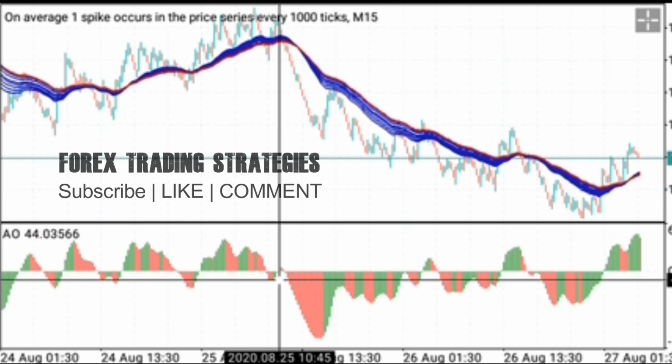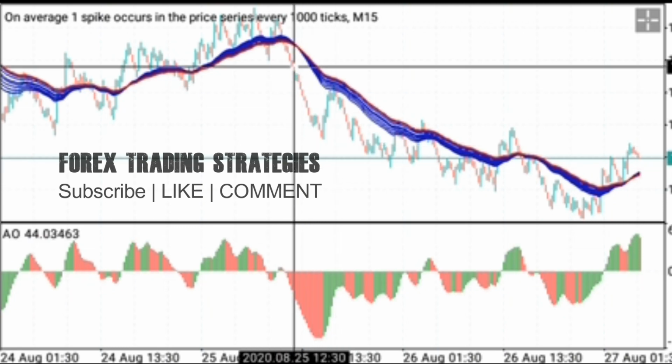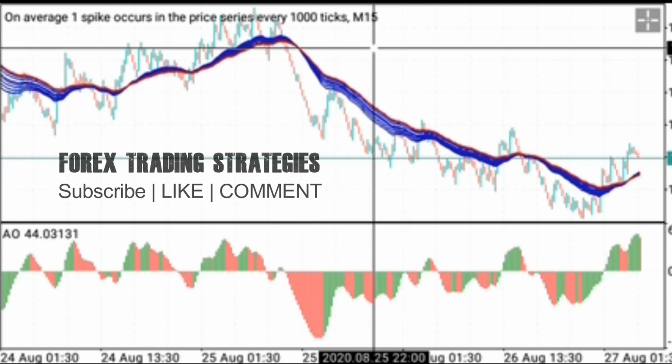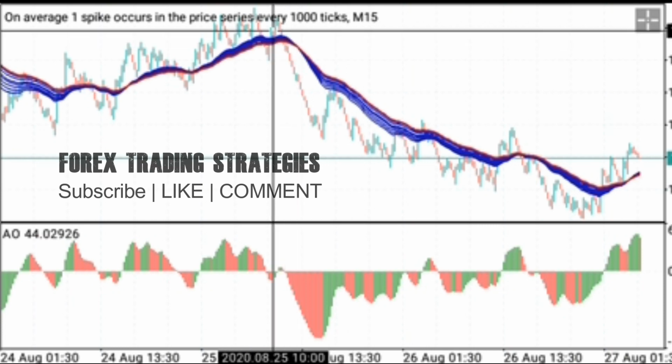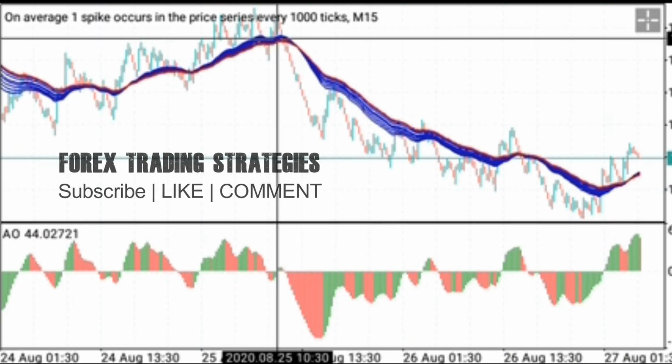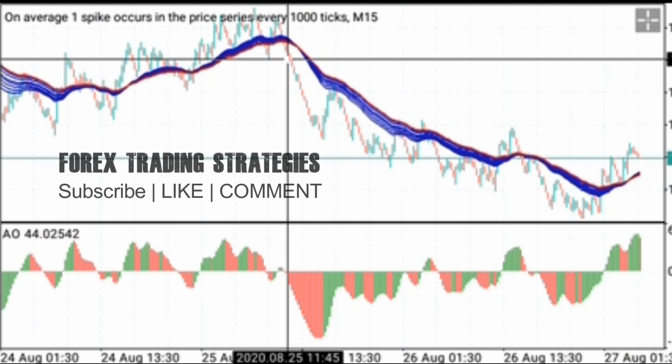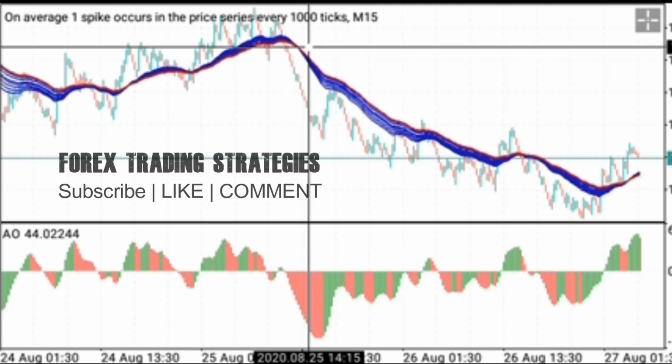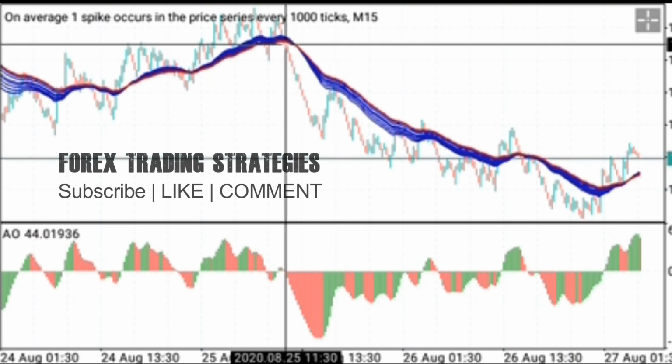So that's the first rule, and you enter your sell. Right about there, that's where you enter your sell. And you hold it.